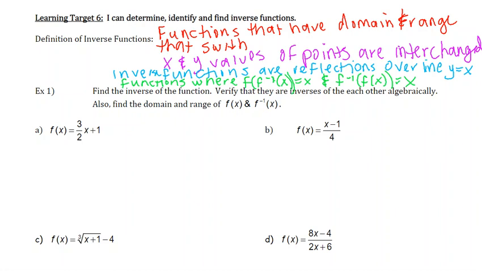Hi, you guys. This video is going to start the lesson on inverse functions. So if you want to go to page 27 of your packet, you will find the page that I'm on.